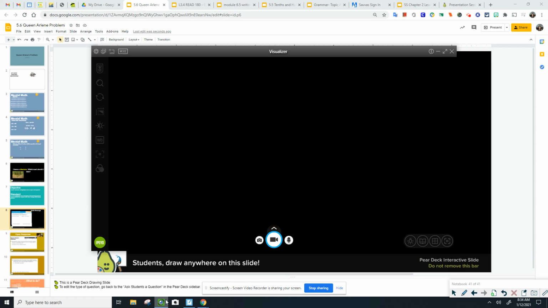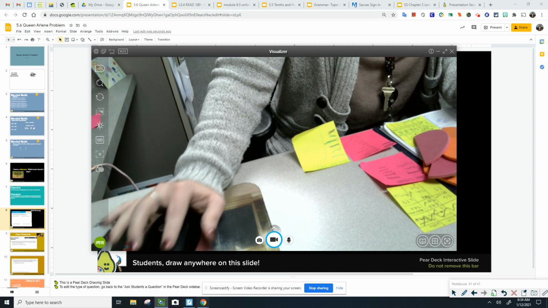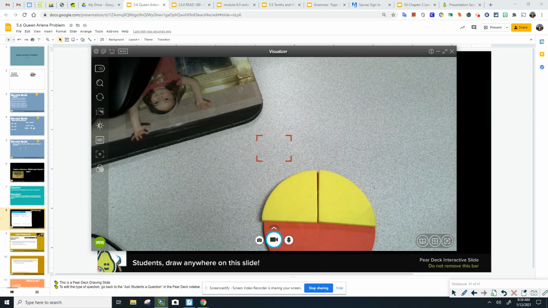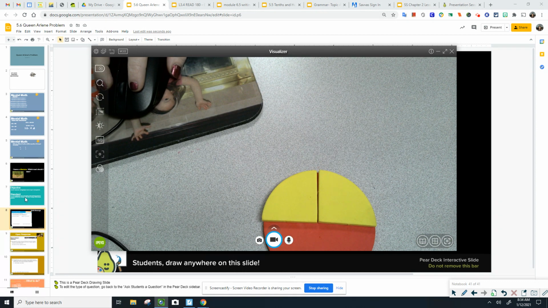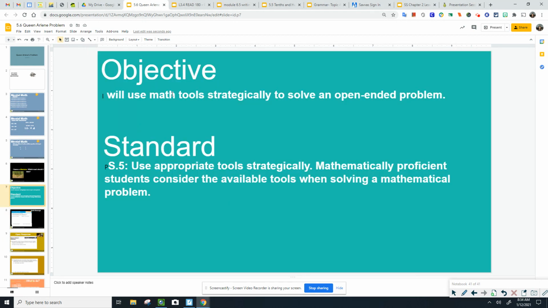All right, so for our lesson for 5.6 today, I am going to talk to you about the lesson that we're going to be doing. It is an open response lesson. So our objective today is we're going to use our math tools strategically to solve an open-ended problem. Specifically, we're going to be thinking about our fractions. We can use fraction circle pieces or drawings too in your case as well.